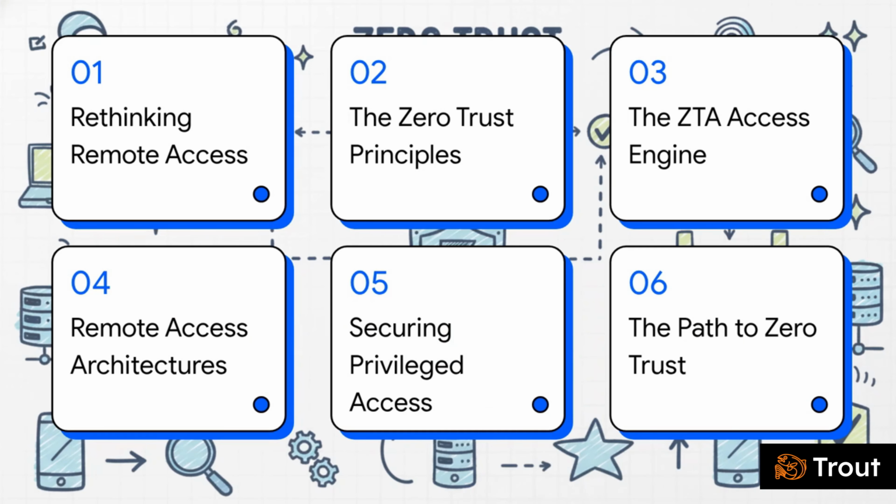We'll kick things off by looking at why the old ways of handling remote access are failing us. Then, we'll get into the nuts and bolts: the core principles of zero trust, the components that make it tick, and some common ways it's deployed. After that, we'll zoom in on privileged access, which is a huge one, and wrap up with a practical look at how you can actually start on this journey.